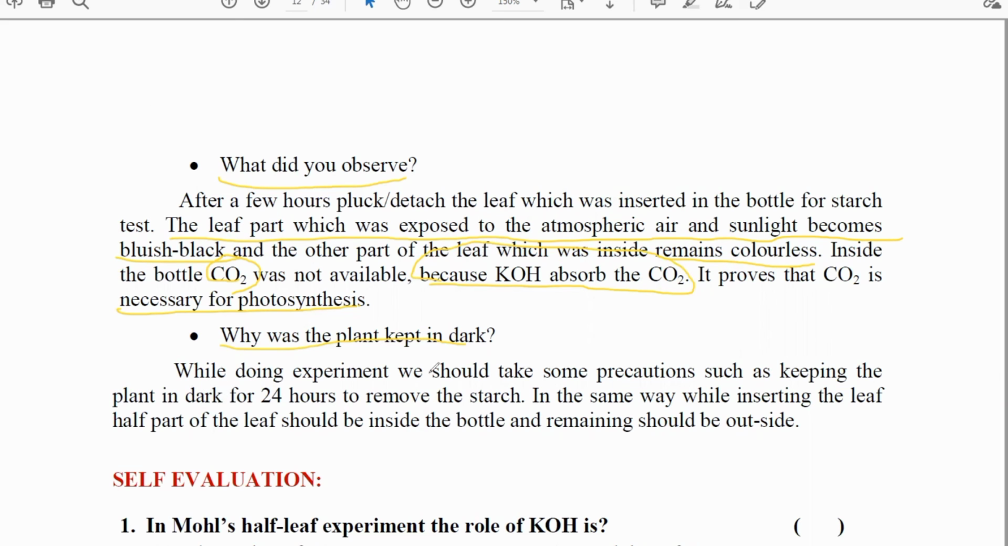While doing the experiment, we should take some precautions, such as keeping the plant in the dark for 24 hours to remove the starch. In the same way, while inserting the leaf, half of the leaf should be inside the bottle and the remaining outside. So these are the precautions you have to see before inserting the leaf. Half of the leaf is inside the bottle, the rest of the leaf is outside the bottle. Just follow these precautions.